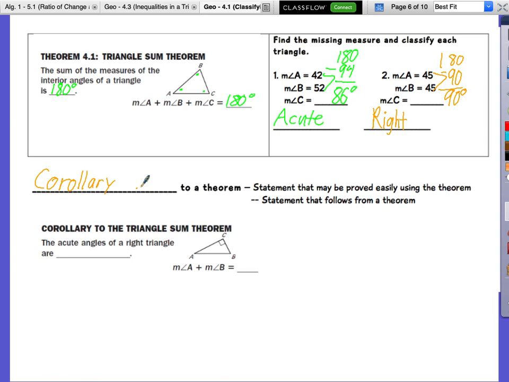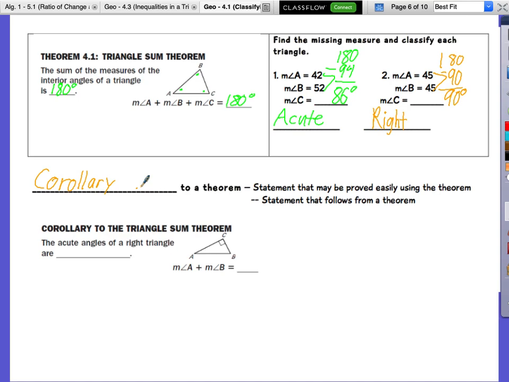Anybody know what they mean? That means they're similar, okay? They kind of go with each other. They're related in some way. So if you think correlate, they're similar, they kind of go with each other. So a corollary to a theorem kind of has the same start of the words, correlate, corollary. A corollary is a statement that may be proved easily using a theorem, or it follows a theorem.